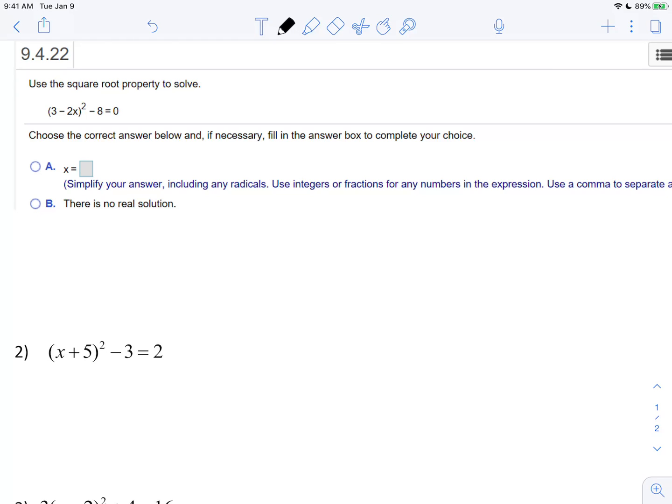Whenever you're solving by undoing, you want to try to get whatever is squared by itself to start, right? We only want the thing that's squared. So the thing that's squared is this whole thing in parentheses, right? So we need to get rid of that -8 on this side, so just the squared part's by itself. So I'm going to rewrite that question down here. To get the squared thing by itself, I need to get rid of this 8, so I'm going to add 8, okay?